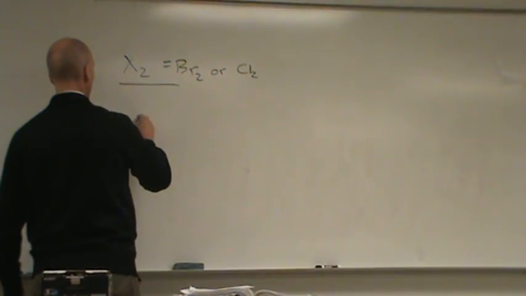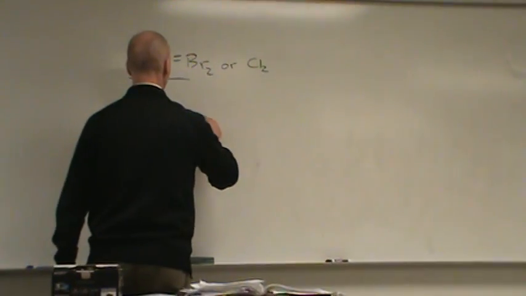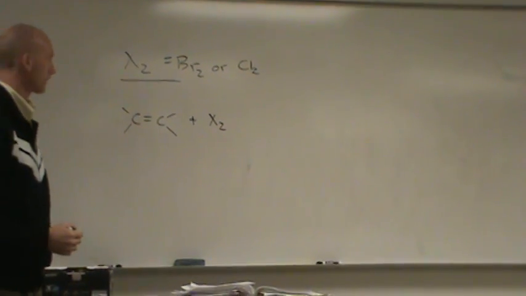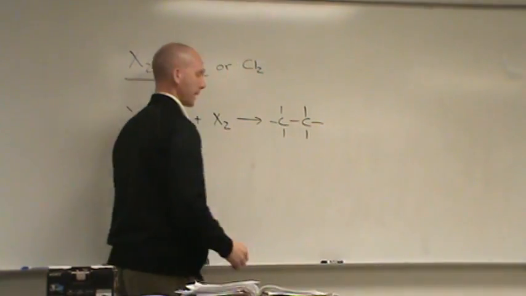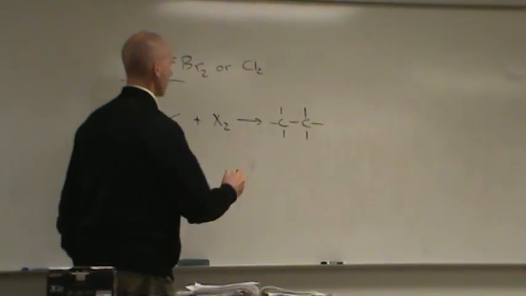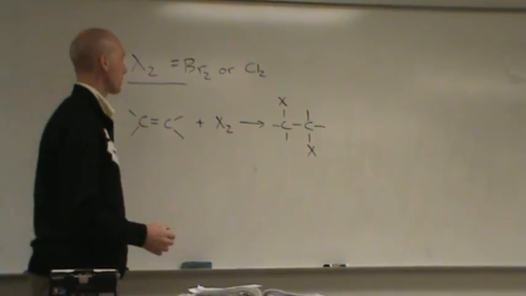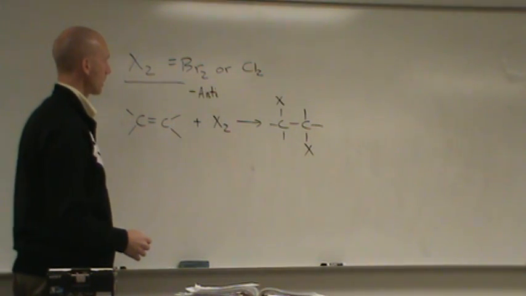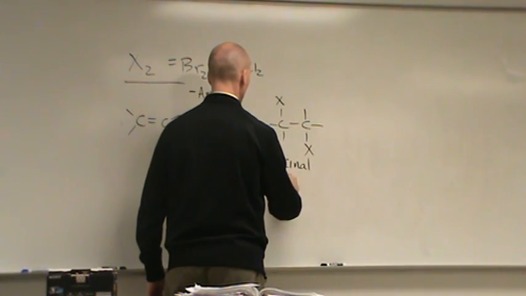So let's write out a model. The model is if I have a double bond and I react with my dihalogen, what do I get? I get my halogens adding across the double bond. But they add this way here. What way are they adding? Anti-addition. Okay. And so we get a vicinal dihalide.